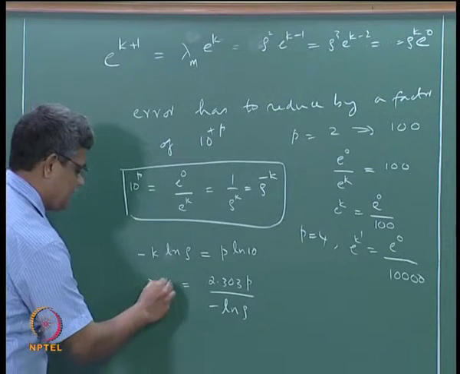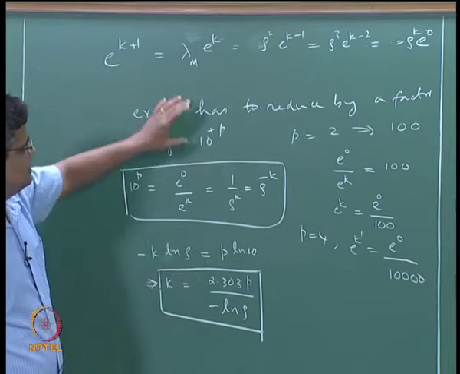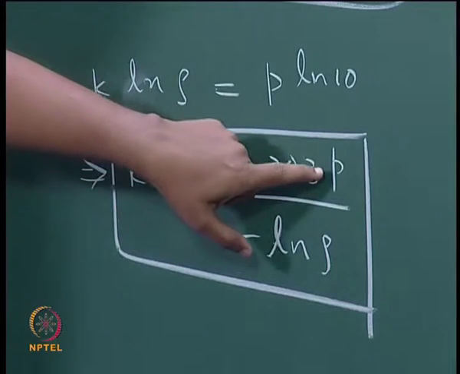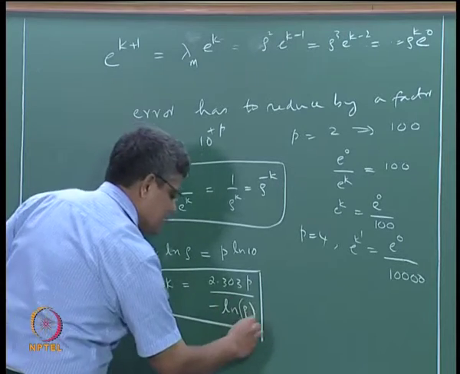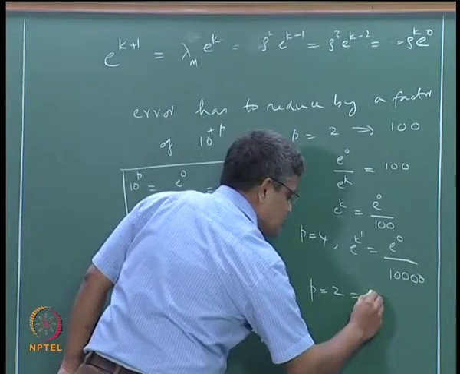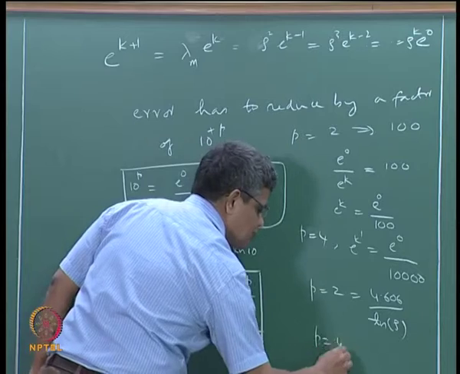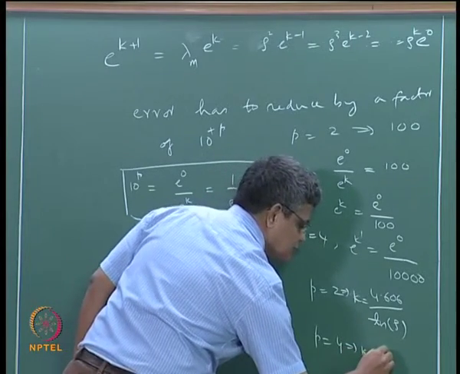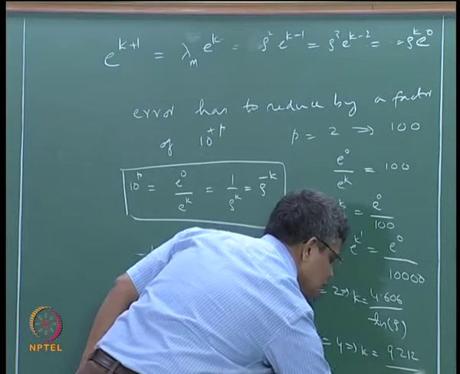Okay, so this implies that the number of iterations required to reduce the error by a factor of 10 to the power plus p is given by 2.303 times p, where p is the exponent, divided by minus ln rho, where rho is the spectral radius of the iteration matrix. So when p is equal to 2, this will be 4.606 divided by minus ln rho, and when p is equal to 4, then k will be 9.212 by minus ln rho.